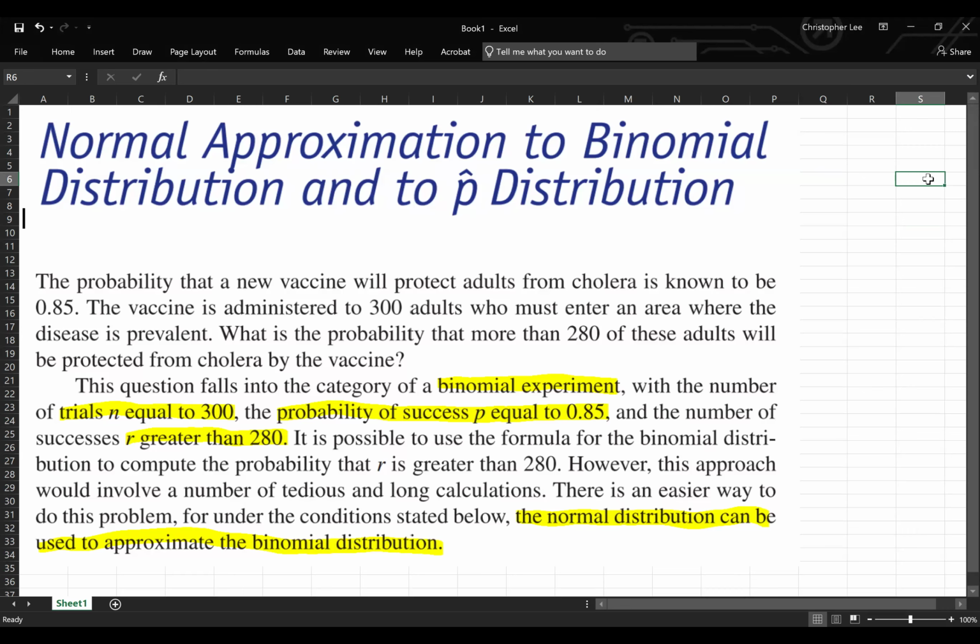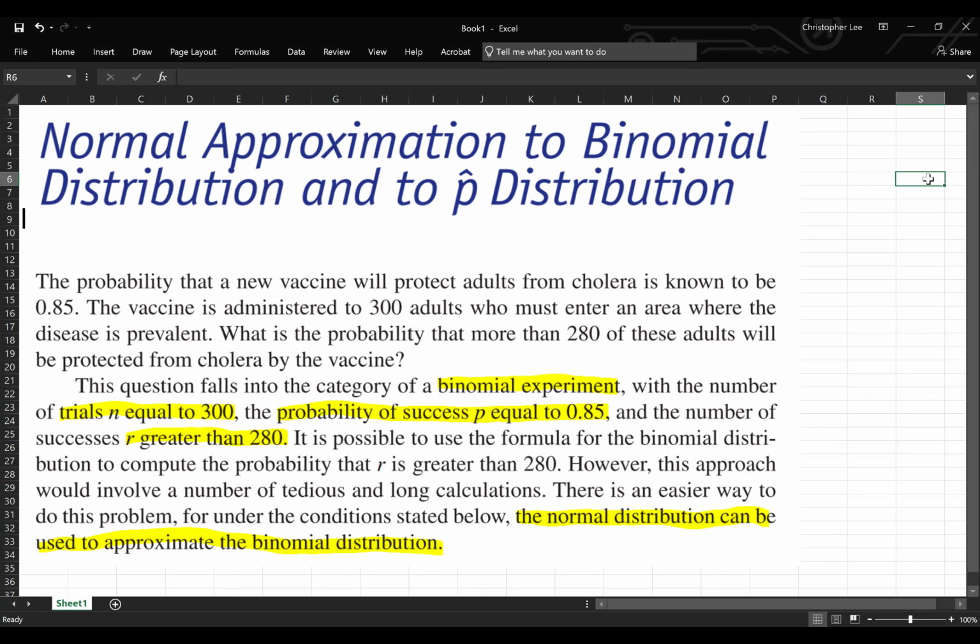Cool stuff, right? So the probability that a new vaccine will protect adults from cholera is known to be 0.85. The vaccine is administered to 300 adults who must enter an area where the disease is prevalent. What is the probability that more than 280 of these adults will be protected from cholera by the vaccine?